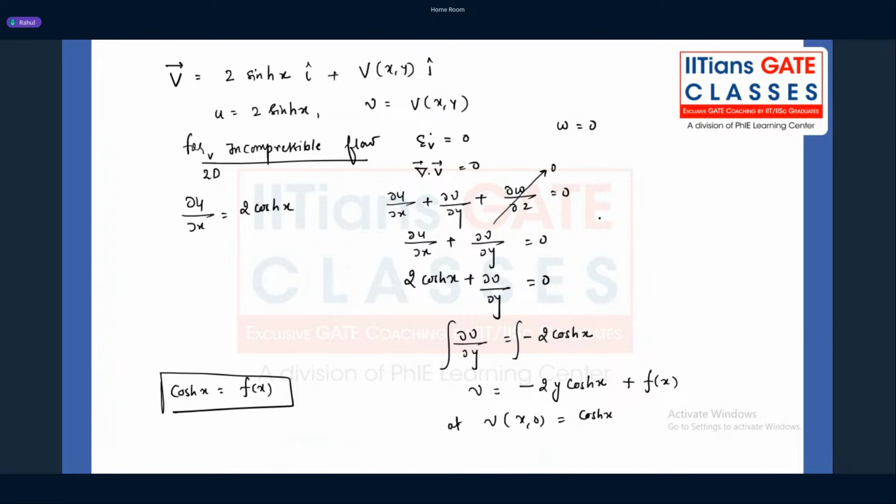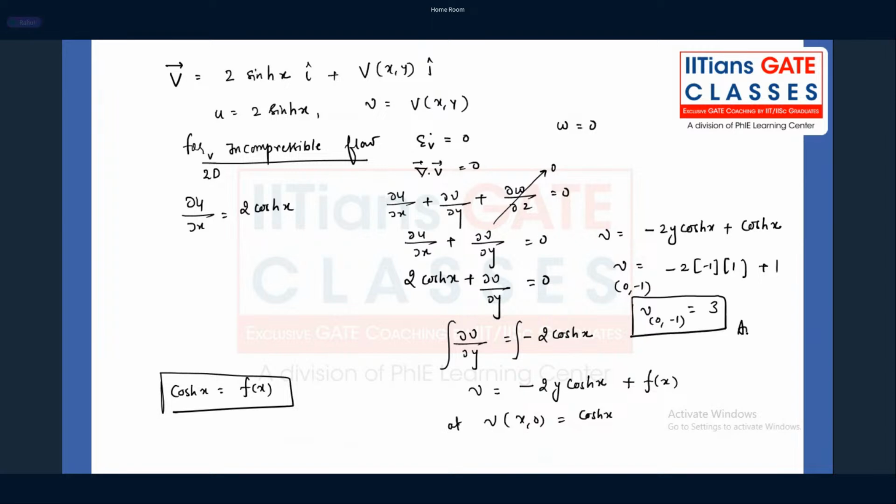Put the value of f(x) back into this equation: minus 2y cosh x plus cosh x. So what value are you going to get, guys? When you put (0, minus 1), that means when x equals 0, cosh of 0 will be 1. Then what is the y value? It's minus 1. So minus 2 times minus 1 times 1 plus 1. So what is the value, guys? The value will be 3. So that is the answer.